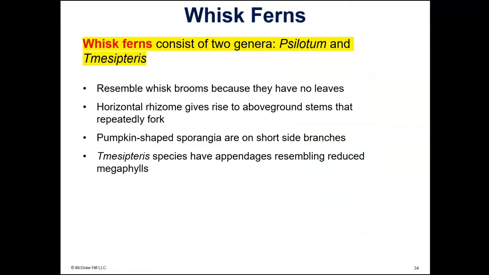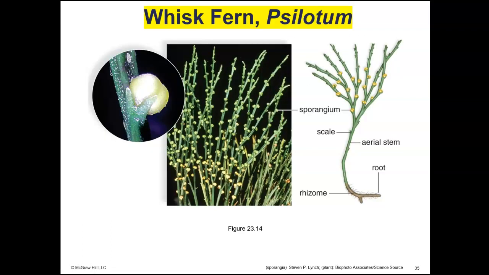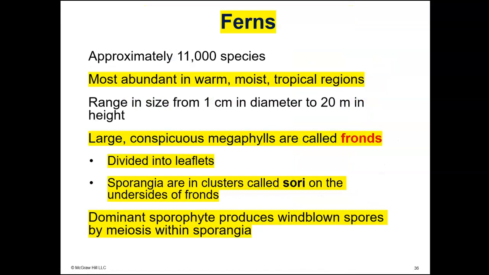And whisk ferns resemble brooms. And then we have ferns. So if you remember for the bryophytes, we had 3 examples: mosses, liverworts, and hornworts. But the plant that we focused on the most were the mosses. So in the pteridophytes, our primary example is going to be the fern.